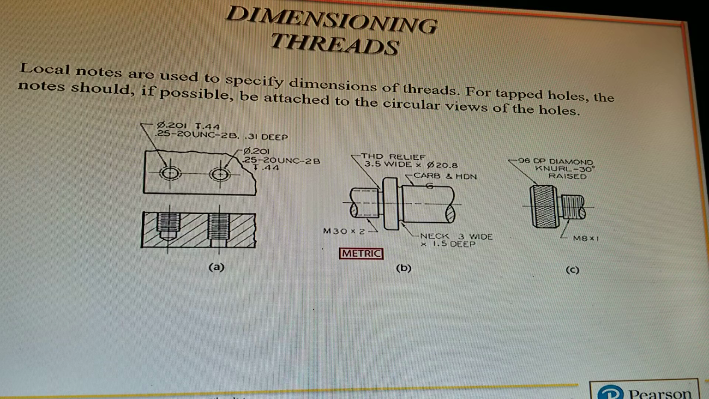And then on the far right in C, you have a knurl. A knurl is just where you rough up the steel. In this case, it would be steel. You would rough it up so you could grab hold of it, sort of like for a handle, so you could grip it better.